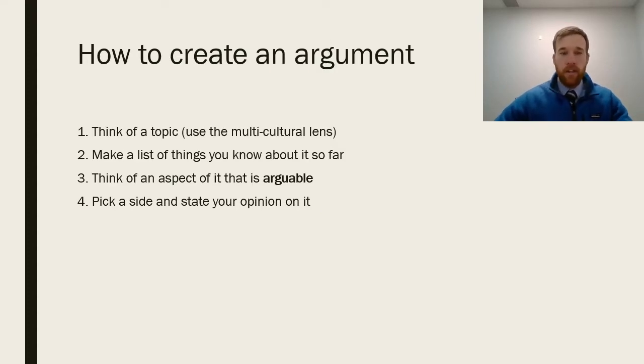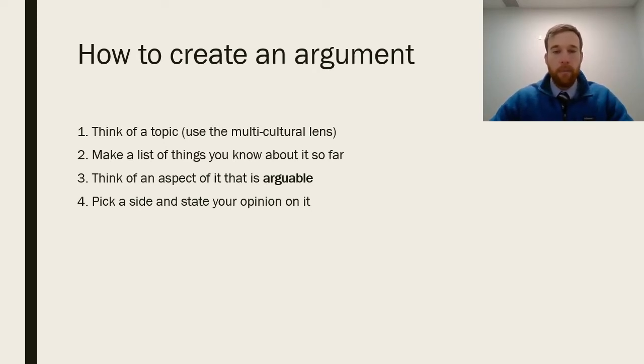So whether you realize it or not, these are some steps that you go through when you're thinking about how to create an argument. First, you think of a topic. When we do it for our work, we're going to use the multicultural lens because we're going to link it back to the reading that we're doing. So you think of a topic, you make a list of things you know about it so far. You think of an aspect of it that is arguable, and then you pick a side and state your opinion on it.